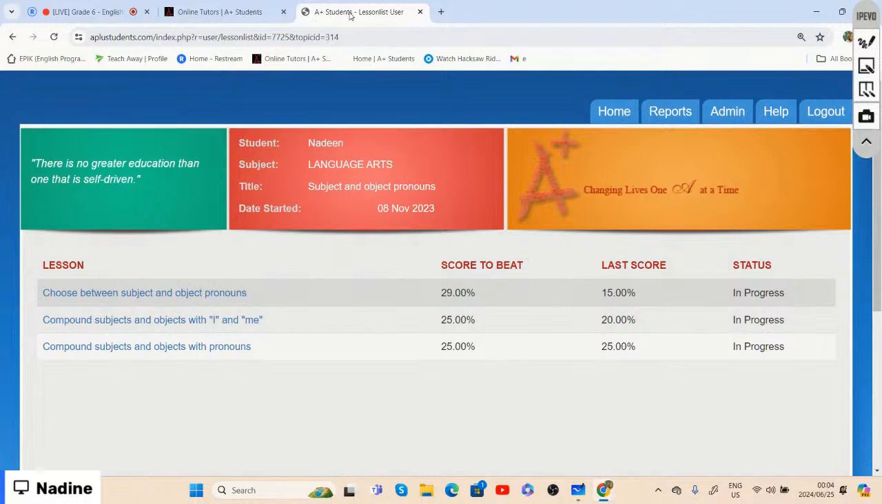So this is a continuation of a previous lesson. In our previous lesson, we also did subject and object pronouns, but we specifically focused on two lessons, which were choosing between subject and object pronouns, as well as compound subjects and objects with I and me. So we're just going to continue by going on to the new lesson, which is compound subjects and objects with pronouns.